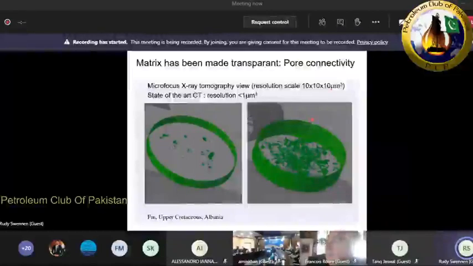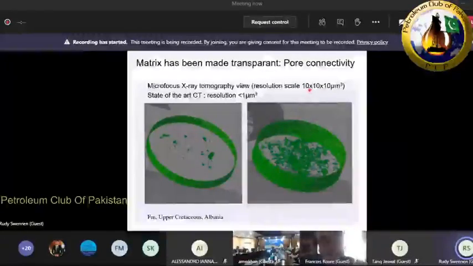Some 10 years ago, we were able to do CT scanning with a resolution of 10 by 10 by 10 micron. Nowadays, the new instruments allow resolutions below 1 micron. So this is also something which is developing very fast.